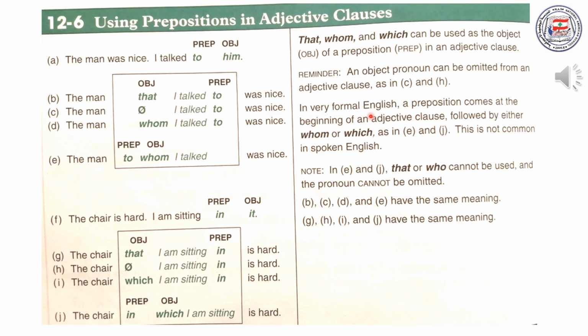In very formal English, a preposition comes at the beginning of an adjective clause followed by either whom or which, as in E and J. This is not common in spoken English. Note, in E and J, that or who cannot be used and the pronoun cannot be omitted. B, C, D, and E have the same meaning, while G, H, I, and J have the same meaning too.